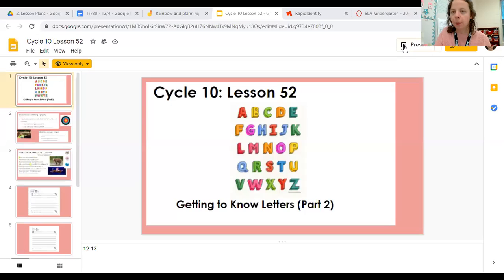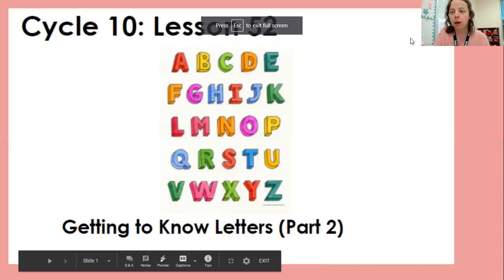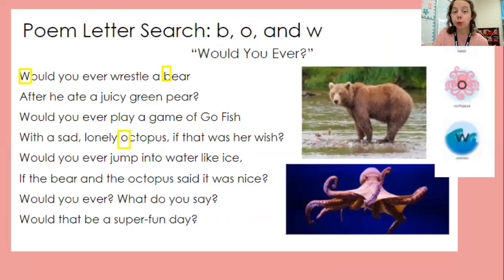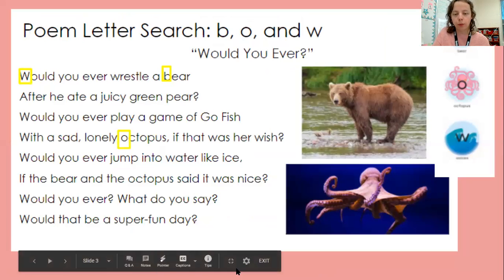All right, friends. Okay, so today we're going to be talking about some new letters. Yesterday we talked about the letters B, O, and W. And today we're going to be talking about how we write these letters. First, let's review our poem. Would you ever? We'll read it together.